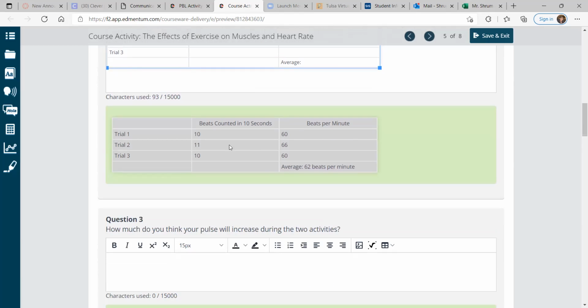So here it shows you they got 10 in 10 seconds, 11 in 10 seconds, and then 10 in 10 seconds again. So we have beats per minute: 60, 66, 60, and those average out to 62 beats per minute.